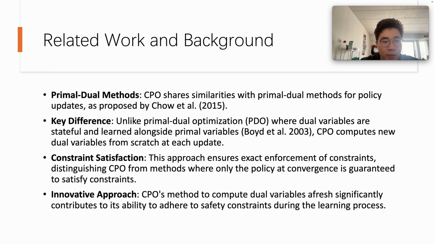So as we mentioned earlier, CPO makes sure that at each iteration the safety constraint is satisfied, unlike other approaches where it's only satisfied at the time of convergence. It's an innovative approach because CPO, compared with the other related works, computes dual variables fresh, which significantly contributes to its ability to adhere to the safety constraints during the learning process. So knowing the background and the overview of CPO, now let's dive deep into the algorithm.